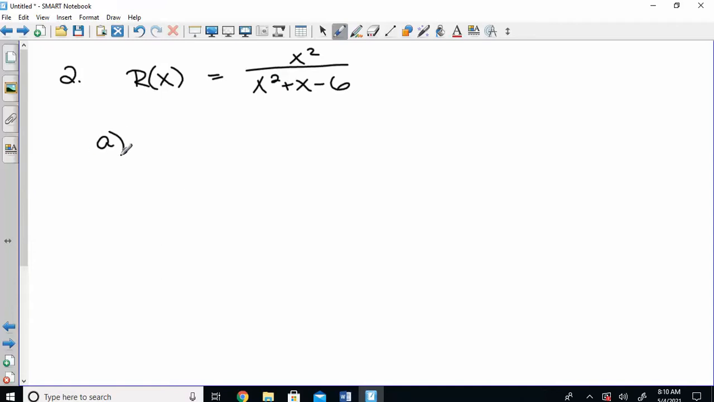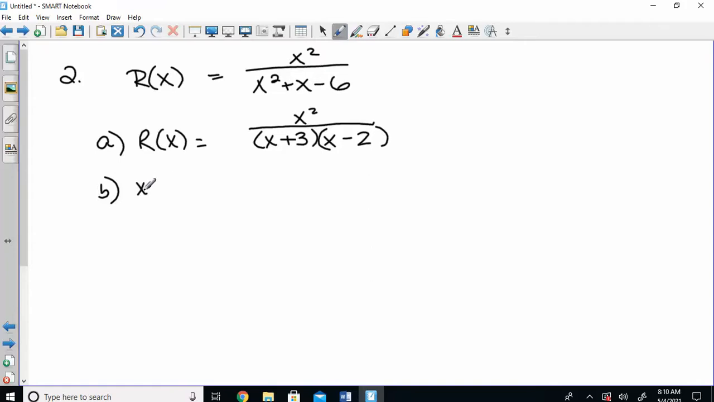So part A was factor. X squared, you could factor into x times x. If you leave it as x squared, that's fine. The denominator, we could do box method. Multiply to -6 and add to +1. Leave +3 and -2.